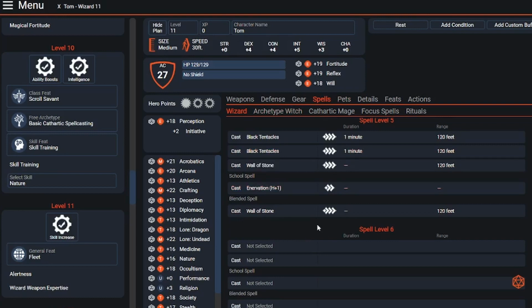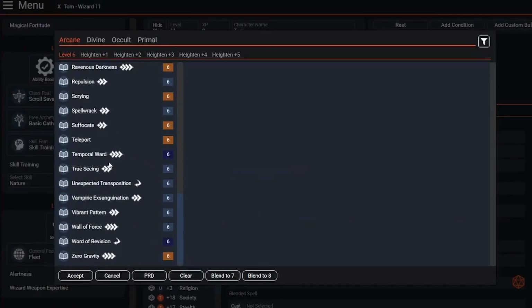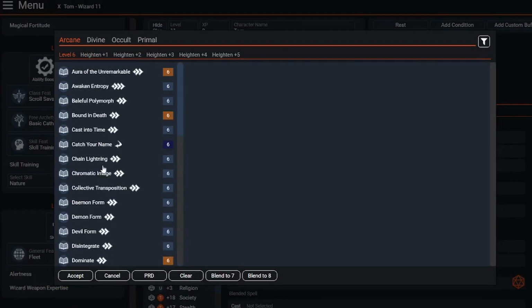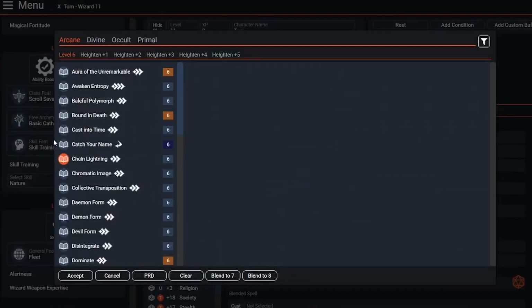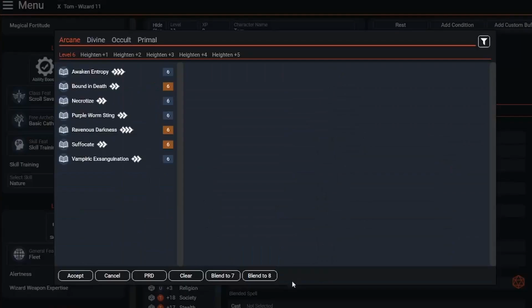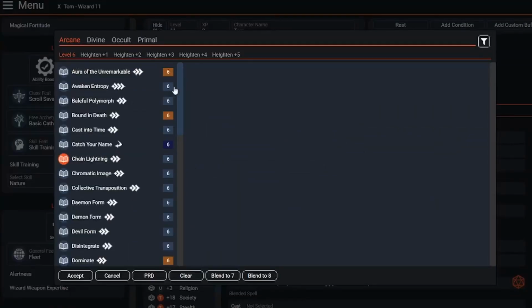For level 6, Black Tentacles is okay damage-wise, but we can do better, and as always, summons are not very good at dealing damage. So let's take a premium damage dealing spell in the form of Chain Lightning, and let's take it twice actually. For our school and blended spells, as usual, we are going to take a couple of Animate Dead.